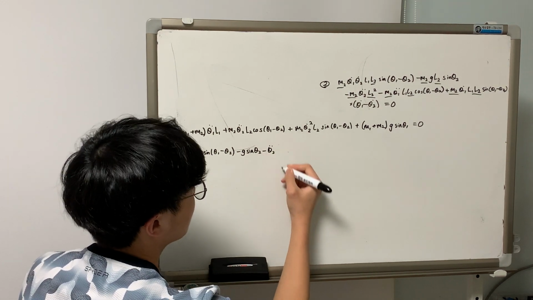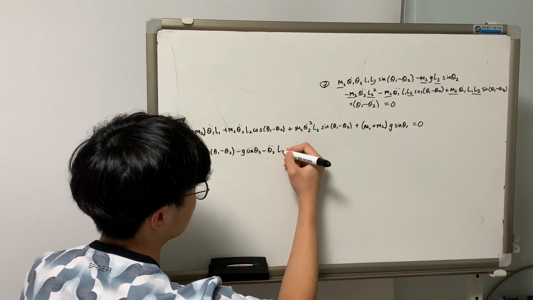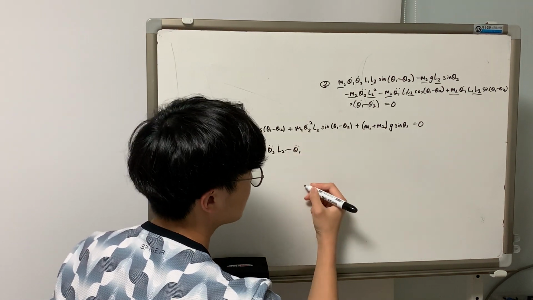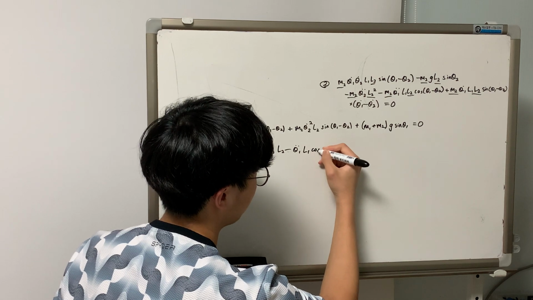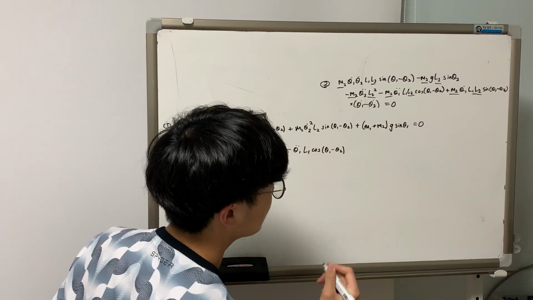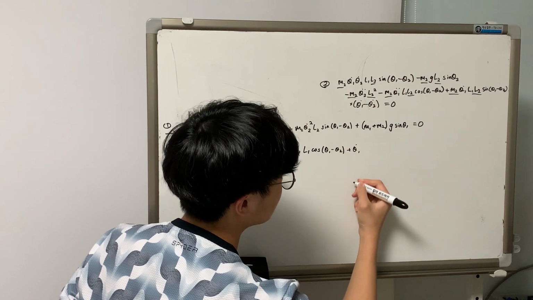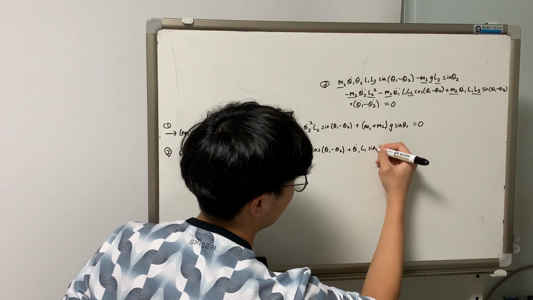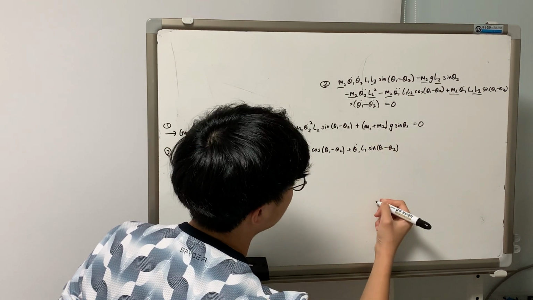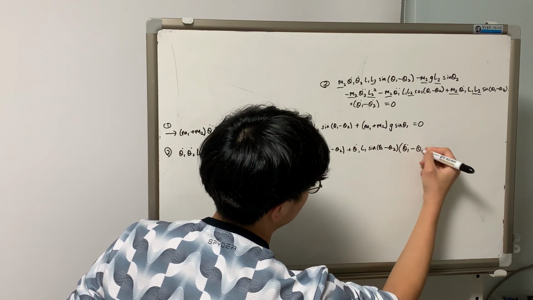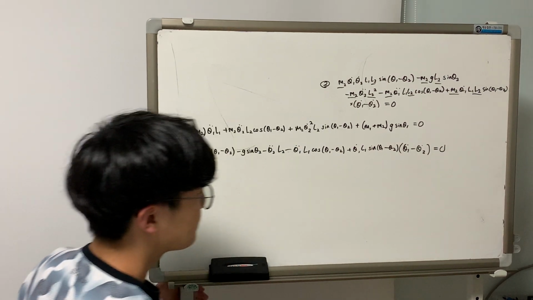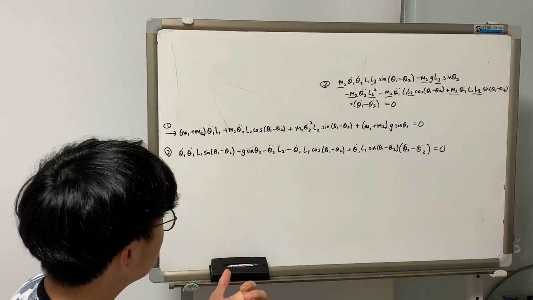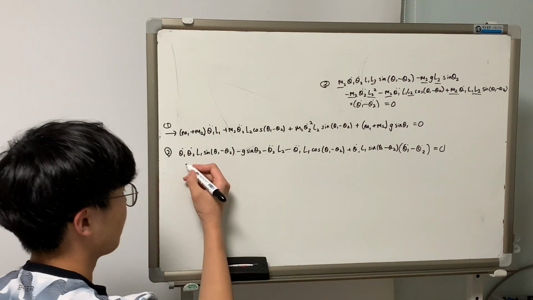minus theta 2 dot dot times L2, because it's squared, we only get one L2 left, minus theta 1 dot dot L1 cosine of theta 1 minus theta 2 plus theta 1 dot L1 sine of theta 1 minus theta 2 times theta 1 dot minus theta 2 dot is equal to 0. Now, we have the same problem with this term being multiplied, and we could see that the same term is repeated over here, a very similar term.